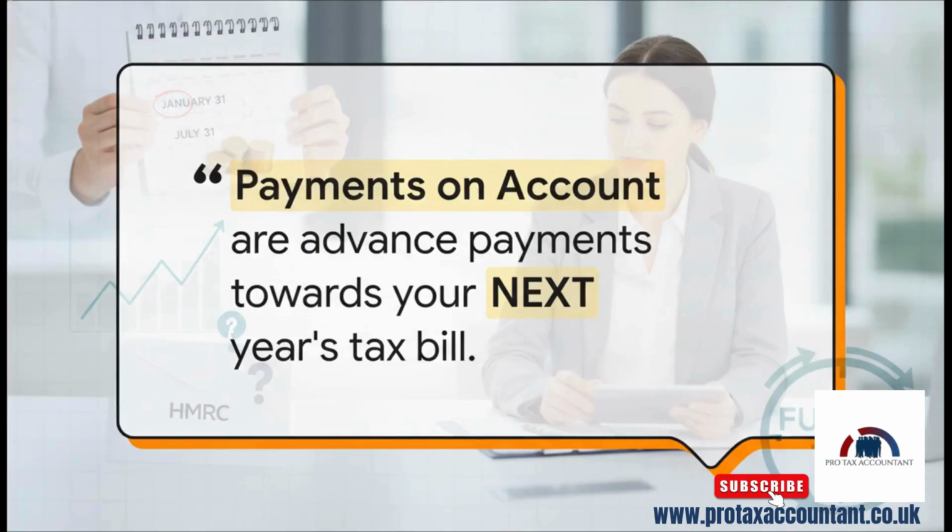So here's the deal. Payments on account are exactly what they sound like. They're advance payments for the next tax year's bill. HMRC looks at what you owe for the year you've just finished and basically assumes you're going to earn about the same in the current year. So they ask for half of that future bill upfront.